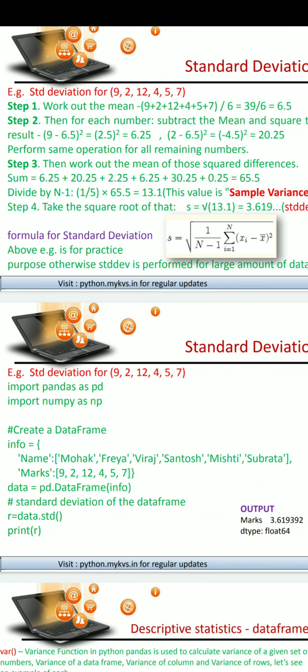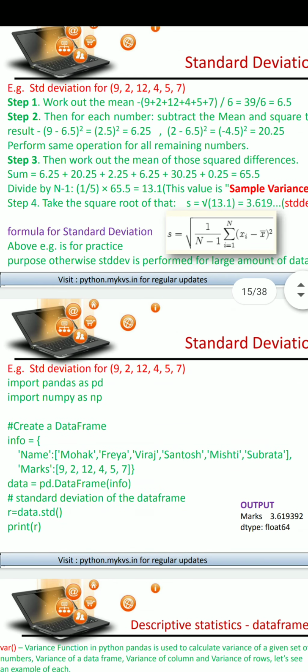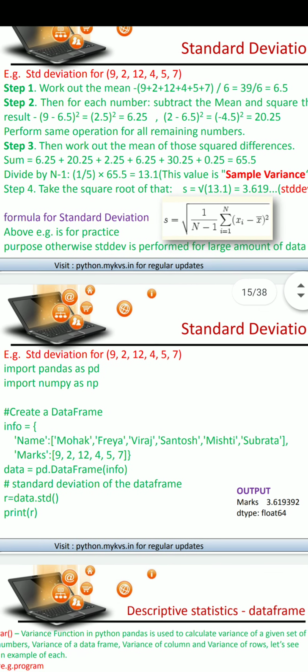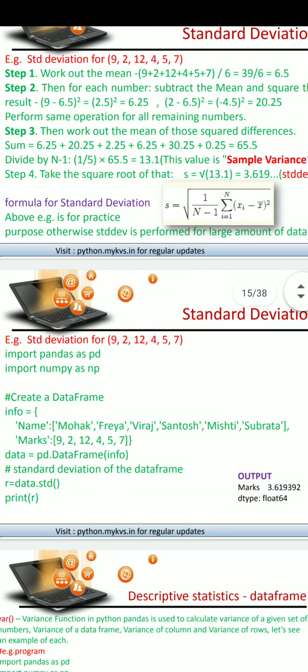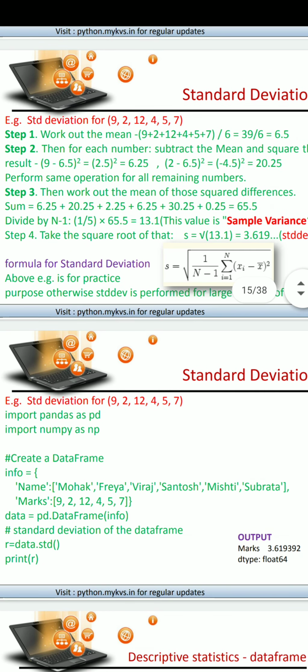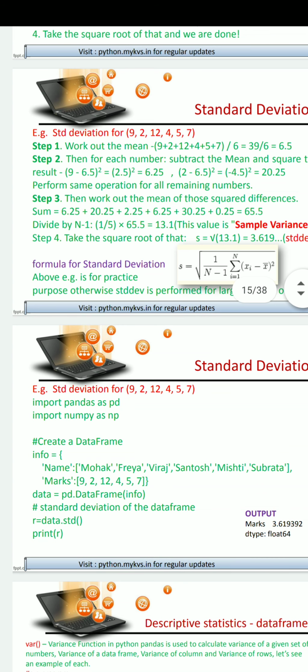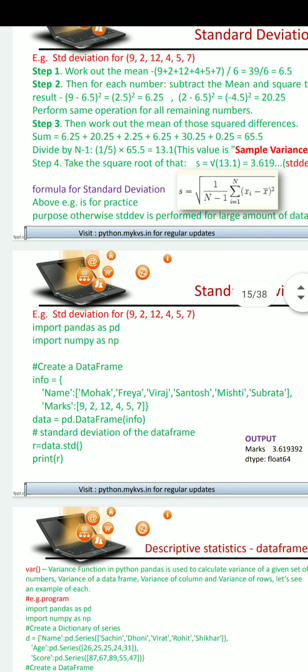What variance is, we will learn next, but this is how we can find the sample variance. Whatever result comes, take the square root. The square root of 13.1 is 3.619. So 3.619 is the standard deviation, or the differences between these values. Okay, this one is very easy. We can find the standard deviation.